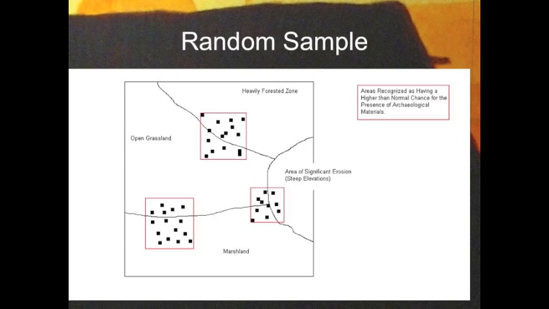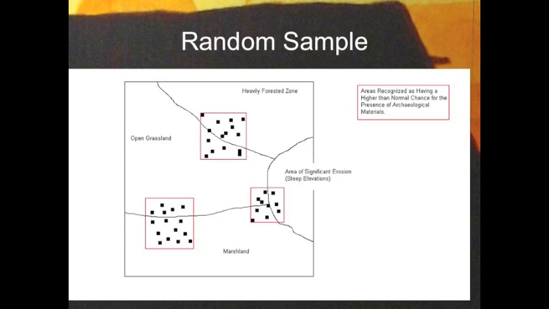Let's take a moment to look at all 4 of these sampling strategies in relation to the concerns that I just mentioned. Here, as you note, we have a hypothetical environment, an environment composed of heavily forested areas, open grassland, and a marshy environment. There's also evidence of significant erosion in this hypothetical example. We have 3 research grids, and we establish meter by meter test units randomly within each of these grids. Take a look at some of our hits and misses.